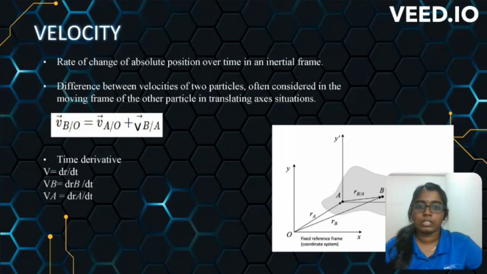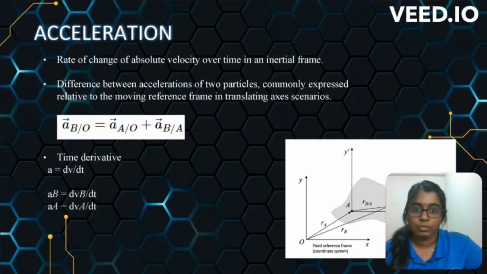The acceleration of a particle in an inertial reference frame is its rate of change of absolute velocity over time, while its acceleration relative to another is the difference between their accelerations. So the formula of acceleration is aB equals aA plus aB over A. The time derivative of velocity is a equals dv over dt.